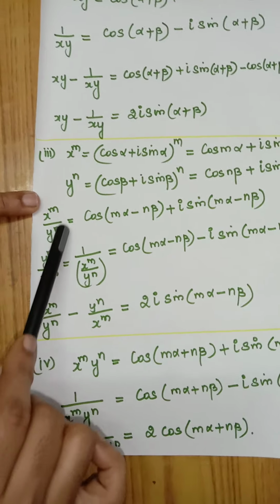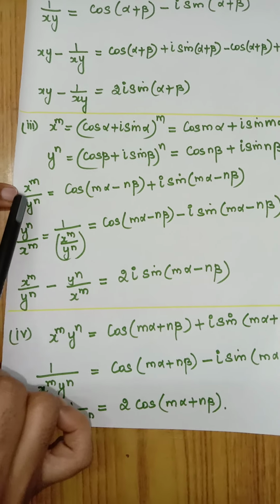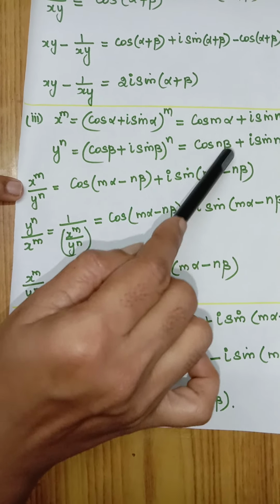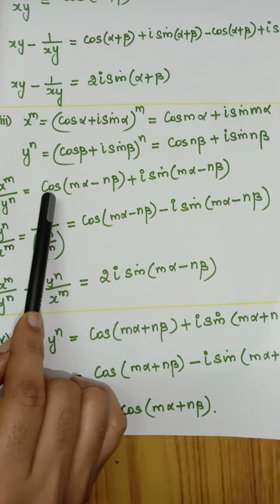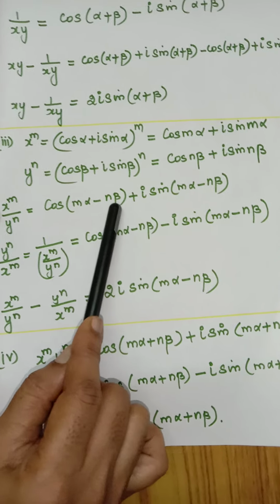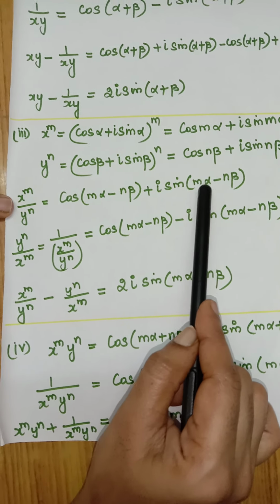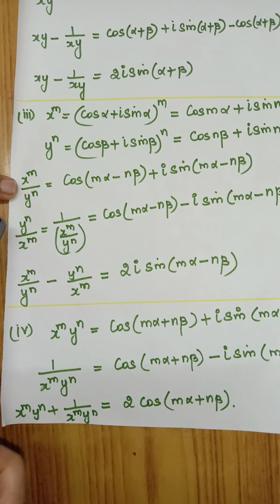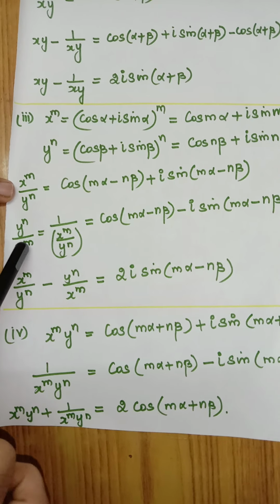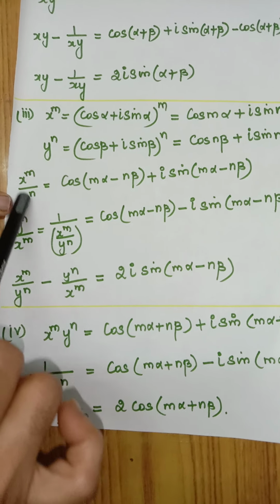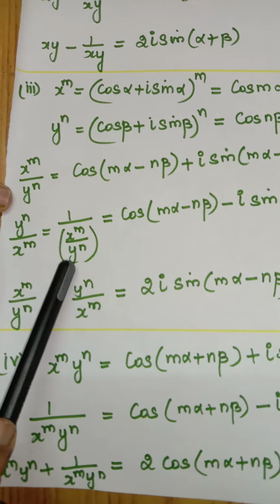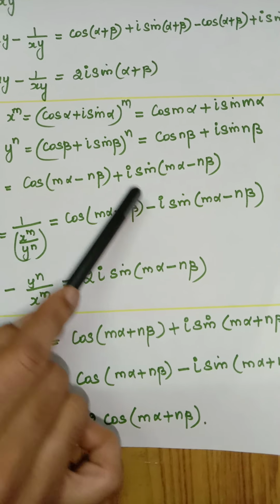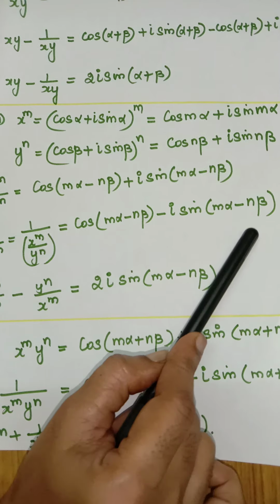So this is the term we have to find. Okay. So how are they? They are in division. So while you are dividing, you have to subtract the angles. So it will become cos of m alpha minus n beta plus i sin of m alpha minus n beta. So next you have to find this term, y power n by x power m. It is the reciprocal of this term x power m by y power n, isn't it? So reciprocal means what you have to do? You have to replace i by minus i. So I have done that here.